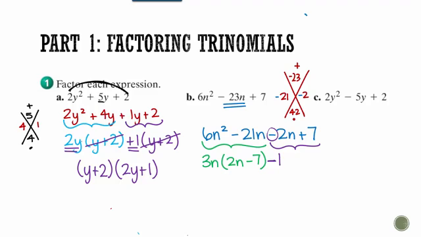And the only number they have in common is 1. So this would be positive 2n, and to get a positive 7, there has to be a negative 7 here to multiply by that negative 1. And I know I'm doing it right because my things match up. So if I factor those out, I'm left with 3n minus 1.